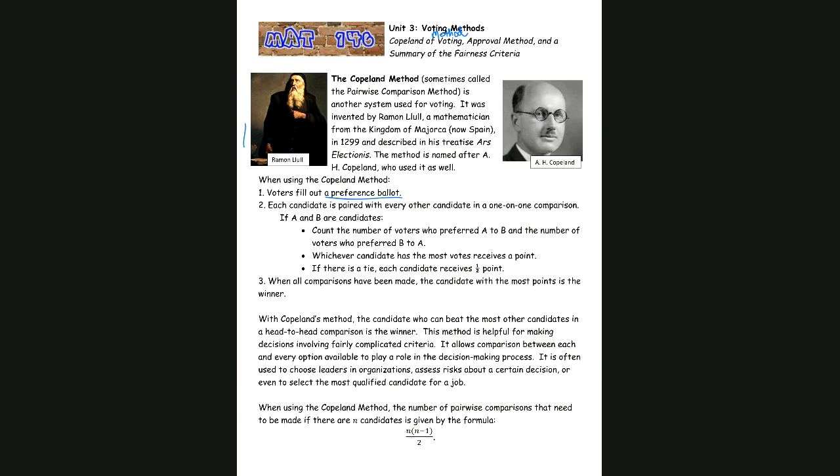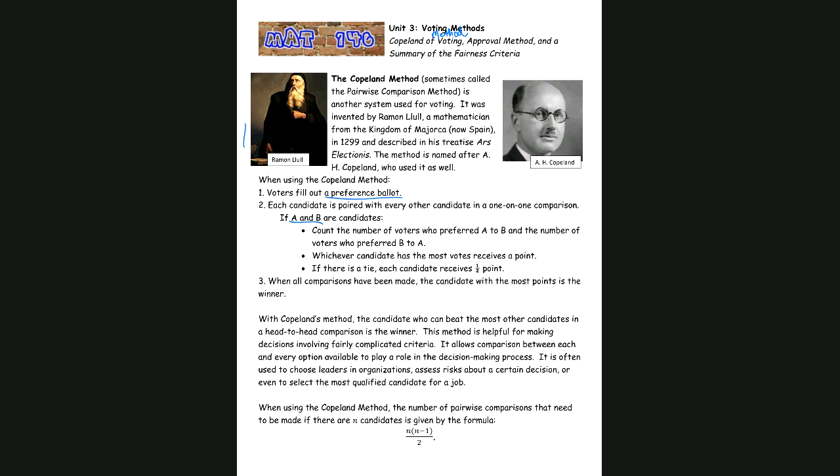So if A and B are candidates, I'm comparing A and B now. We're going to count the number of voters who preferred A to B and the number of voters who preferred B to A, compare those, and whichever candidate has the most votes in that comparison will receive a point. If there is a tie, each candidate receives 1/2 point. When all comparisons have been made, the candidate with the most points is the winner.